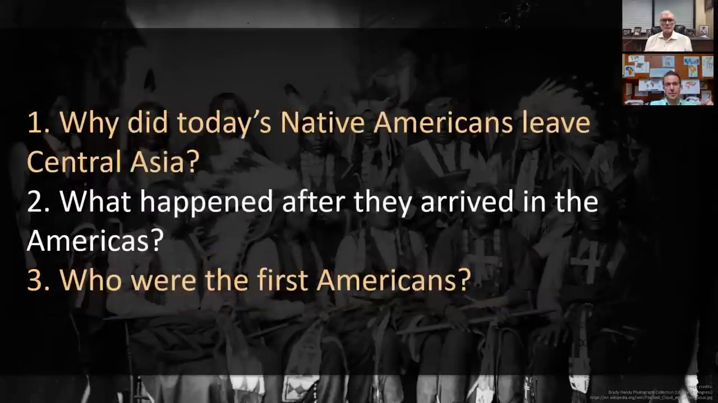I'll just list a few here. First of all, why did people leave Central Asia? What was going on in Central Asia in 250 AD or 600 AD that would push people across the Bering Strait and come over? What happened after they got here? Apparently, they wiped out whoever was here. Did they bring disease like Europeans brought? Were there some massive battles that happened? And of course, the biggest question is, who were the first Americans? Who were these people who were here first? Who did they come from?